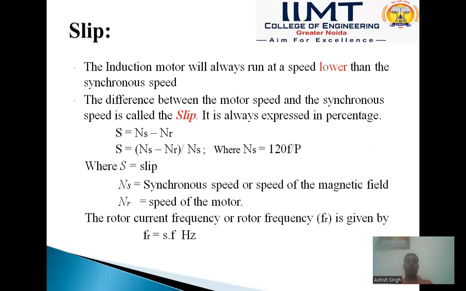When any motor runs at slip s, what will be the frequency of the current or induced EMF at the rotor? It is given by Fr equals s times f, where Fr is the rotor frequency, s is the slip, and f is the supply frequency of the three-phase AC supply, or the frequency at which the three-phase stator winding is supplied.